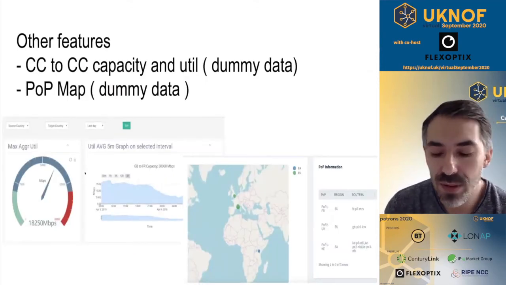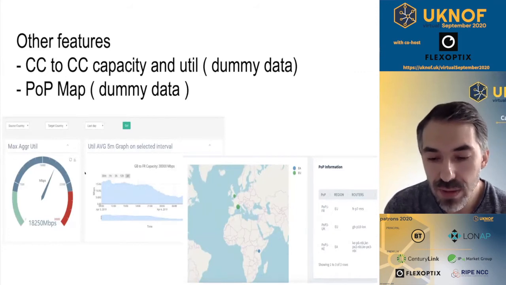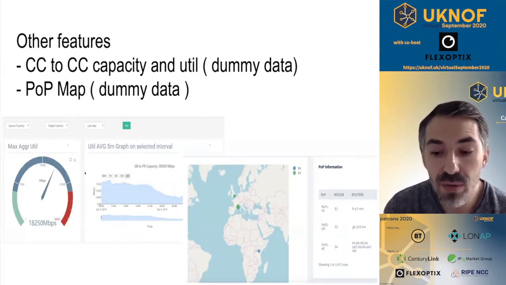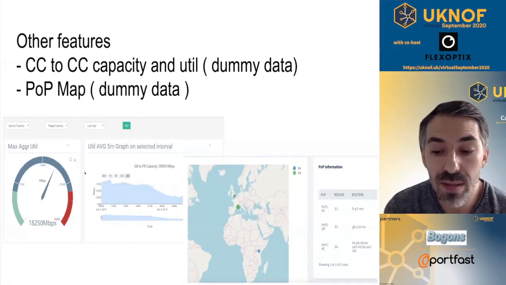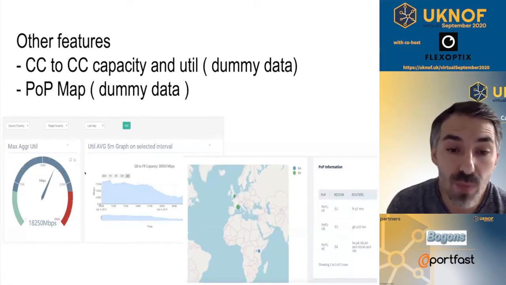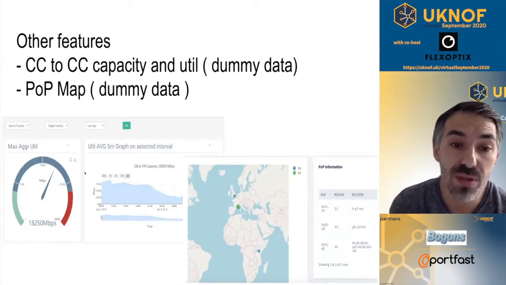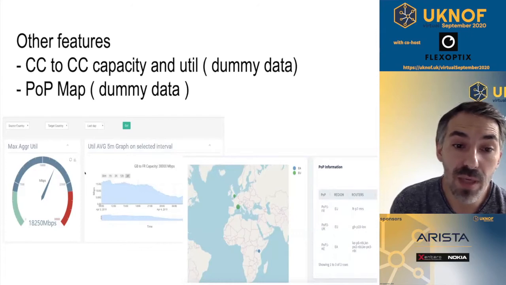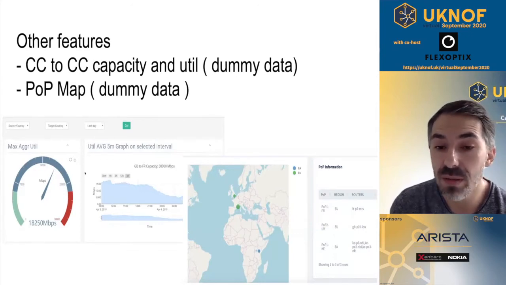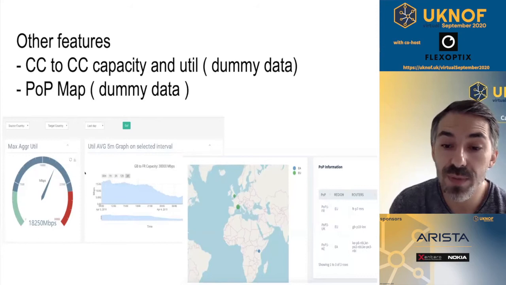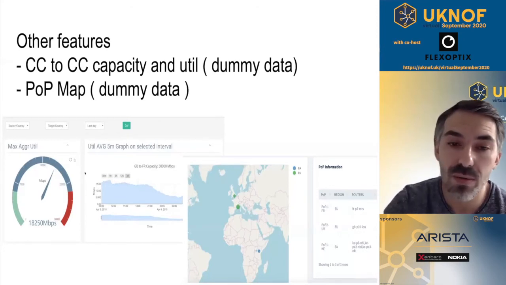Having all the network, the links, the nodes, and mapping that to POPs, you can get some presentation about the capacity between your POPs if you want to. So this is one of the features you can get: utilization between POP A and POP B. You can get a pretty map of where the POPs are located and how much capacity you have in those POPs.